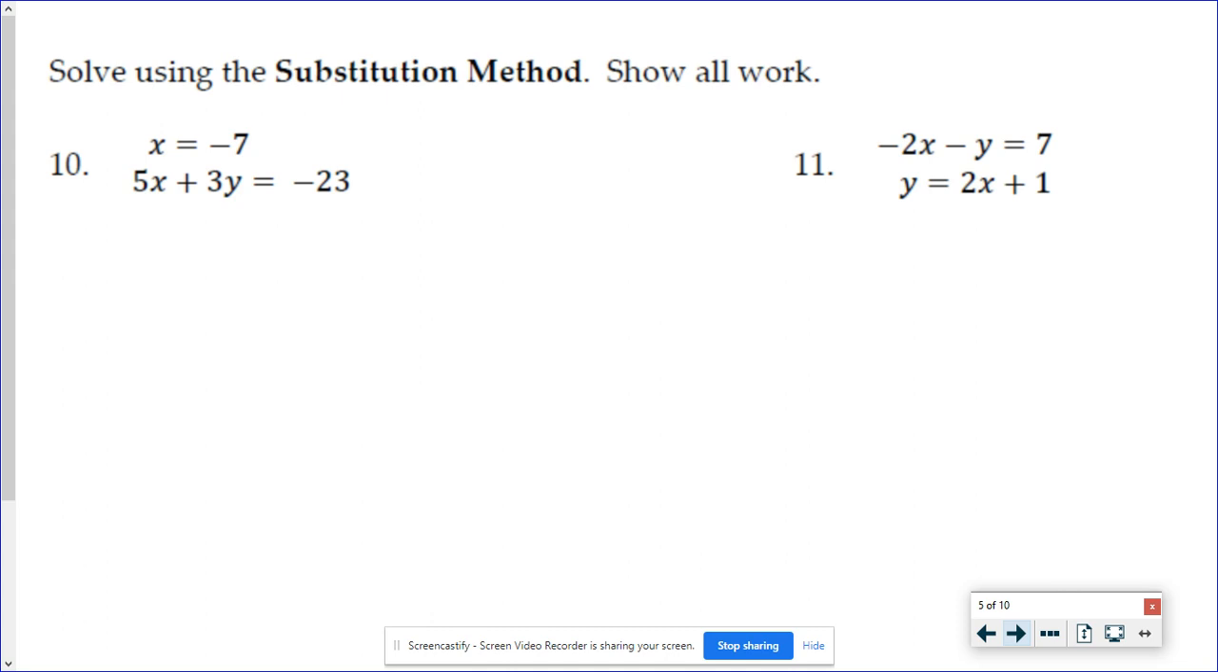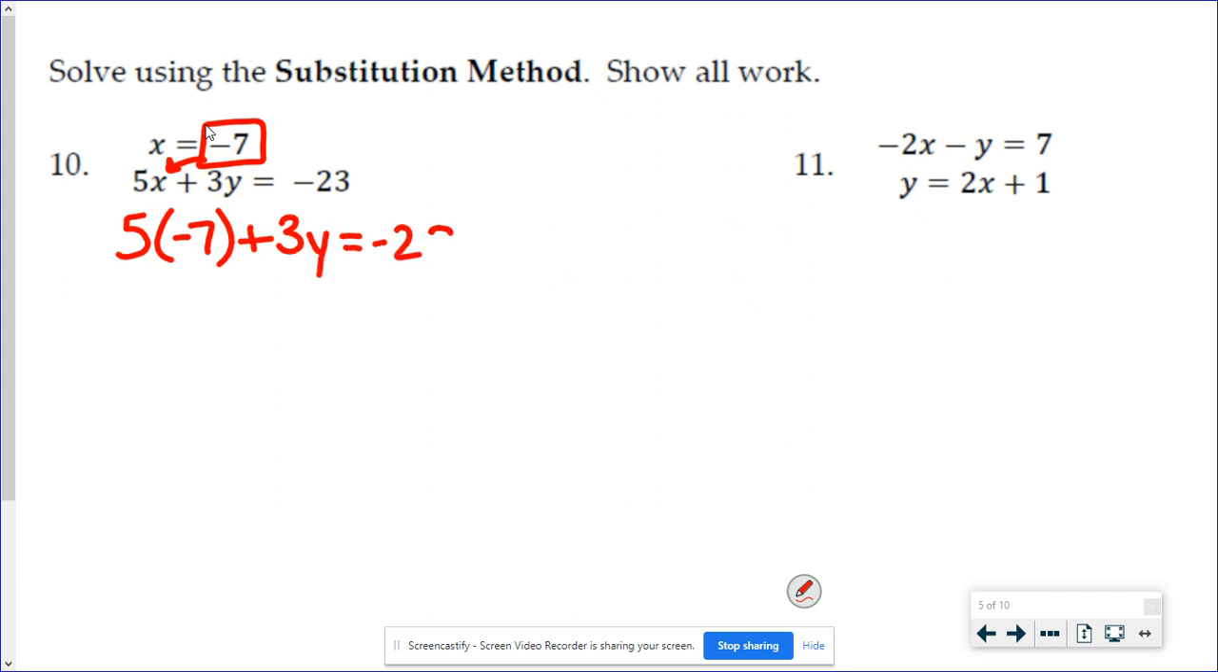Substitution method is when we have one variable already by itself. Now, I know we did graphing before we did substitution. It just fit better on the worksheet this way if I put the substitution first. So in this one, I know what the x is. I know half of my answer right now. That's my x. That's going to go in place of my x. So I'll have 5 times -7 plus 3y equals -23. Everything else about the equation stays exactly the same.